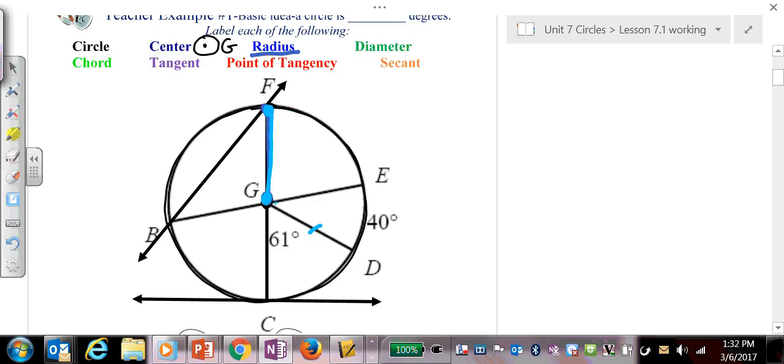Let's trace G to E, please. Let's trace G to D, please. Let's trace G to C, please. Let's trace G to B. The plural is radii. Radii.